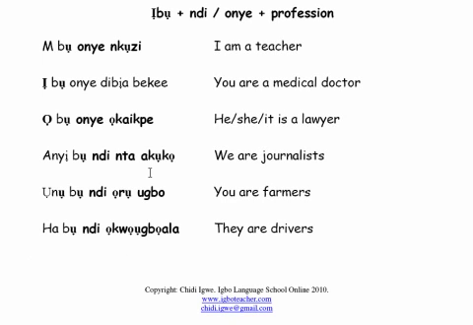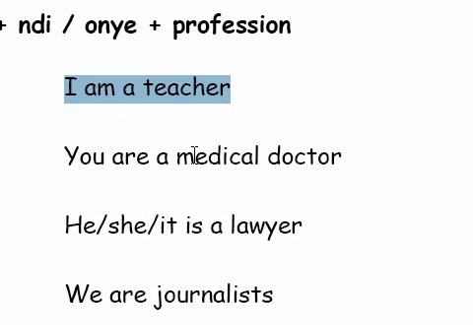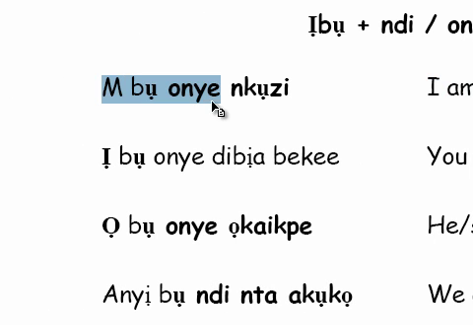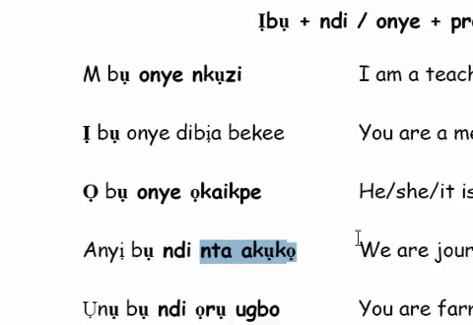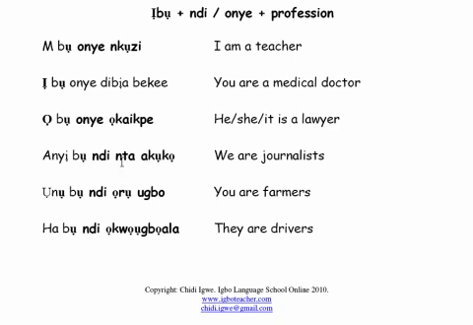So the exercise that we're going to do now is, I'm going to make some sentences in English and you will make them in Igbo. How would you say, I am a journalist? Good job if you said Mbu onye nta akụkọ. Nta means hunting, akụkọ, news or story. Nta akụkọ. Onye nta akụkọ, somebody or one who hunts for news or stories.